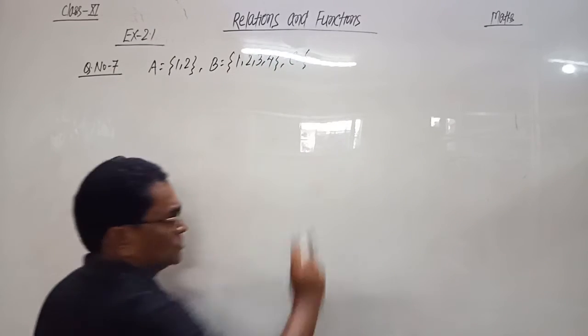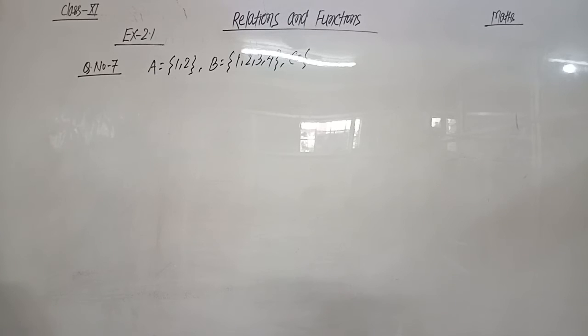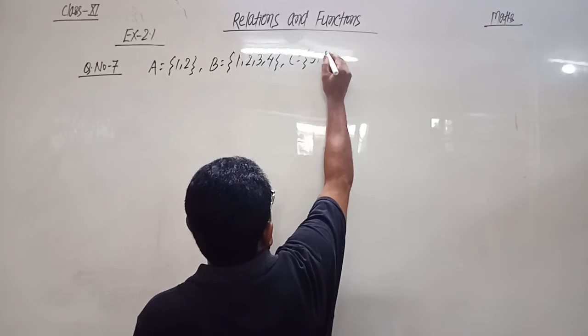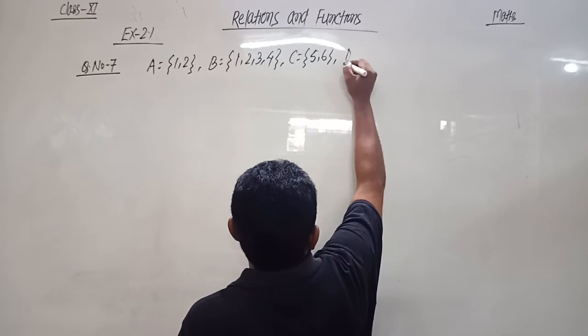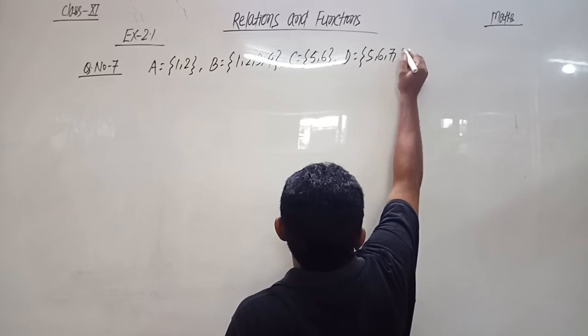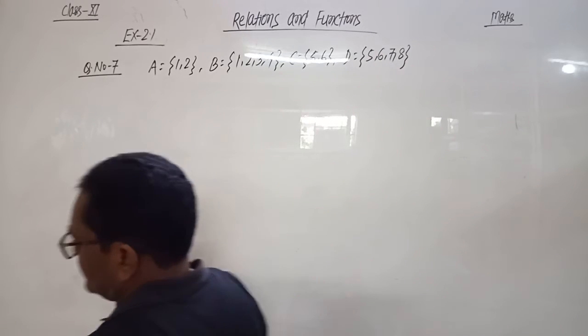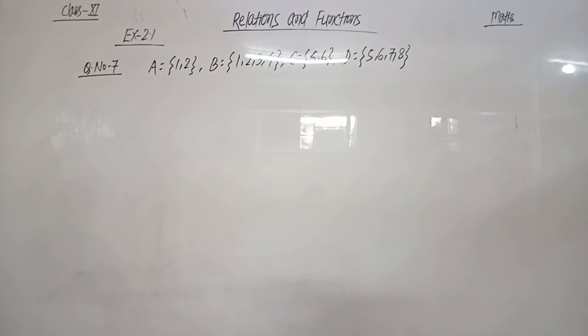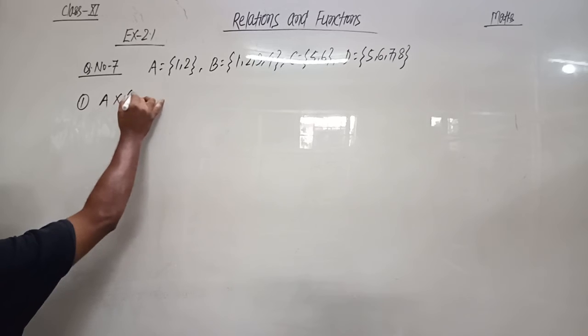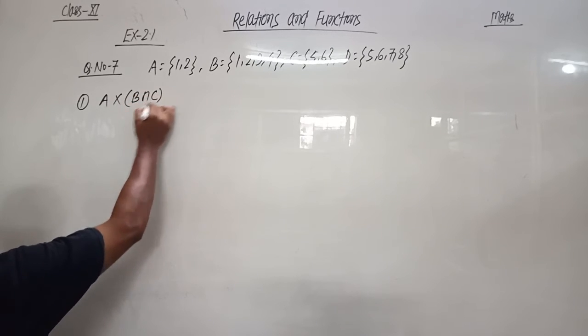Set C equals 5, 6. Set D equals 5, 6, 7 and 8. So these are the four sets we have given, A, B, C and D. And in the first part we have to find A cross B intersection C.